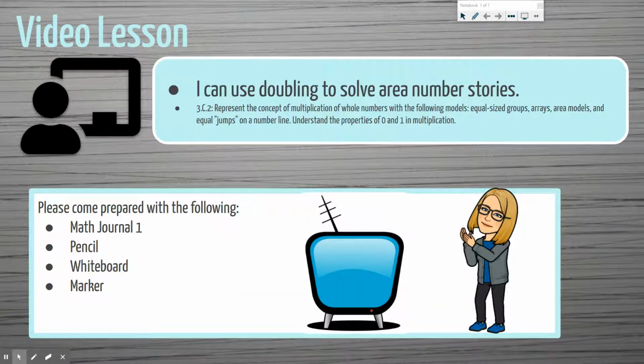So our objective today is similar to the one yesterday, where I can use doubling to solve area number stories. We're going to be using the area model to help us to solve multiplication facts that we are unsure of.